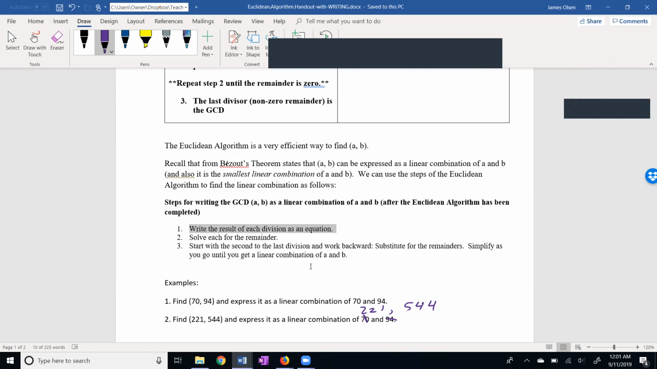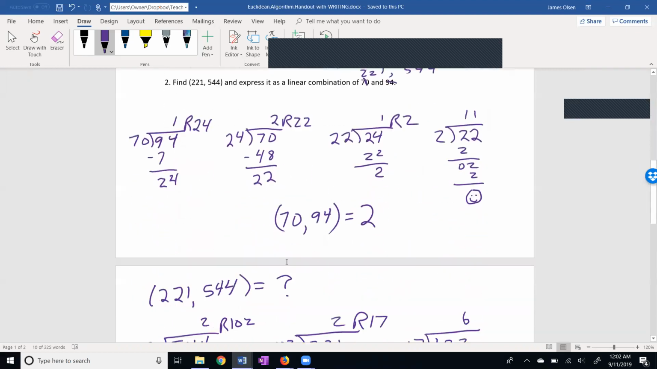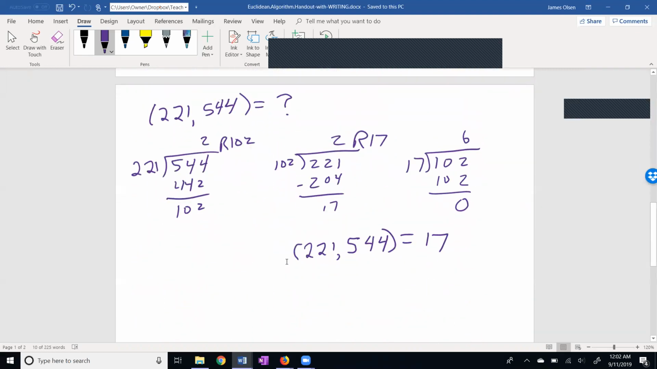Start with the second to the last division. You don't need to use the very last division when the remainder is 0. Start with the second to the last division and work backward, substituting for the remainders. Simplify as you go until you get back to the beginning and you'll have a linear combination of A and B. Let's try that on this example.